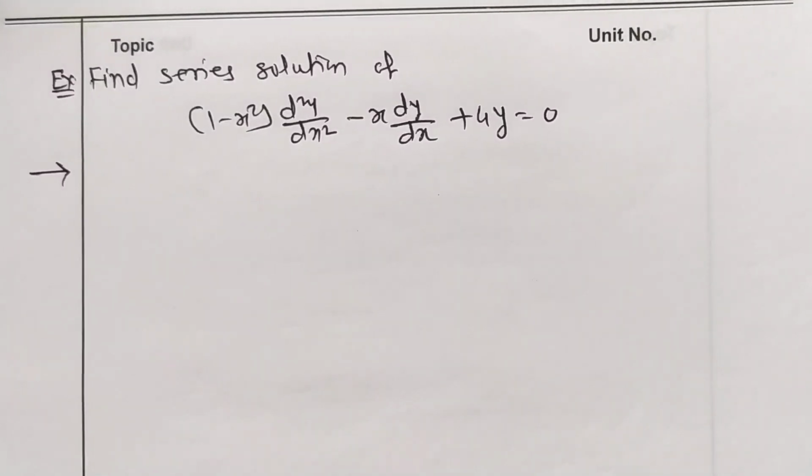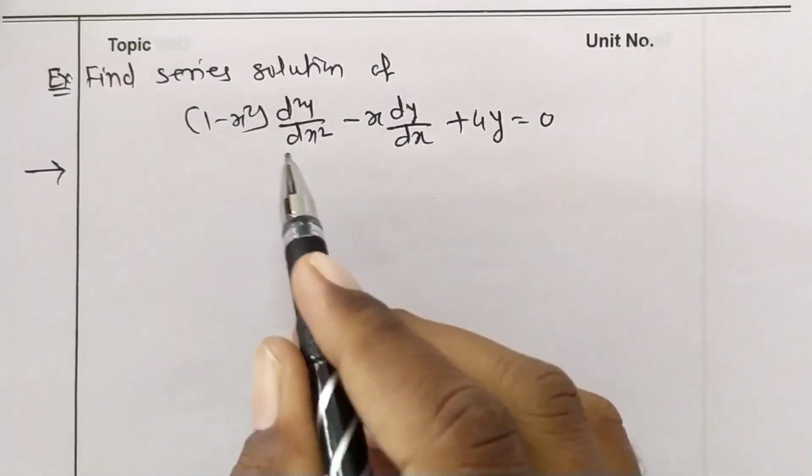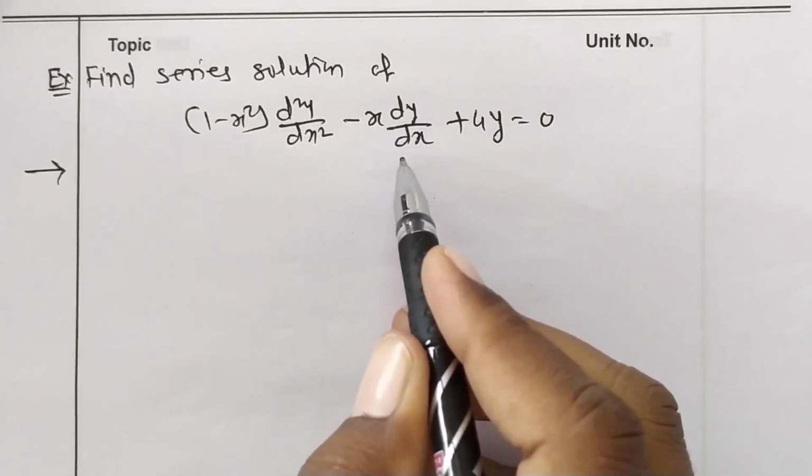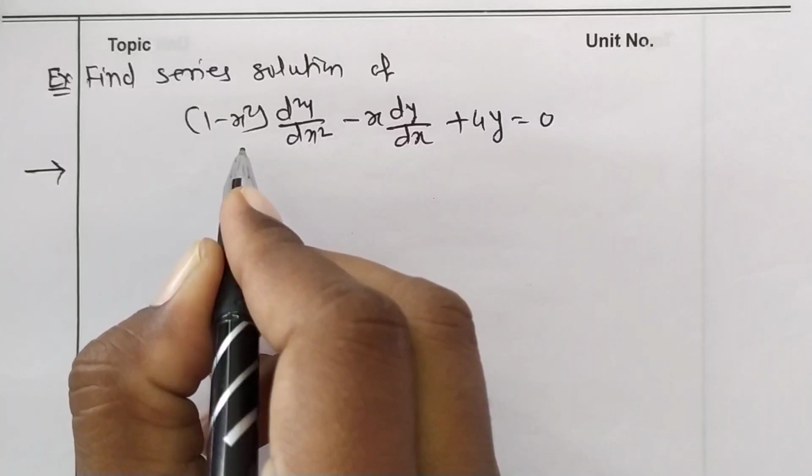So second problem of power series solution is: find series solution of (1 minus x square) d2y by dx square minus x dy by dx plus 4y equal to 0. So here first we have to take ordinary point.